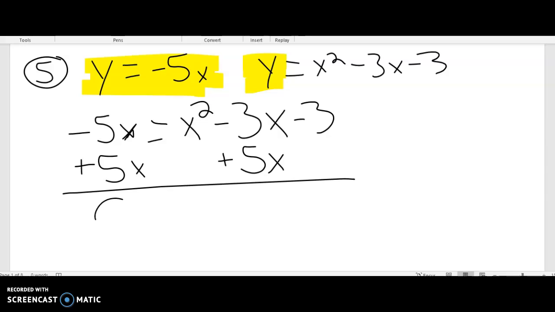And that's going to leave me with 0 equals x squared plus 2x minus 3. Now we need to take a look at this. Since we still have an x and we still have an x squared, we have a couple of different options. One, we can see if this is factorable. Is there any way that we can factor this easily to see if that'll be an easy way for us to solve it.